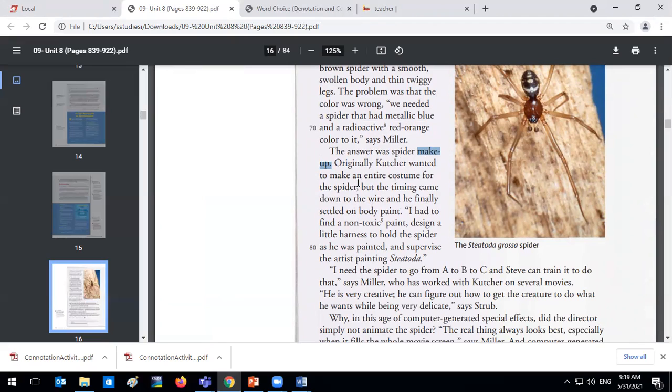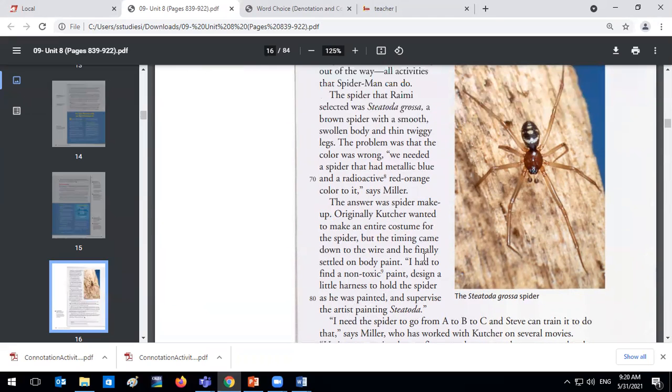Kutcher wanted to make an entire costume for the spider, but the timing came down to the wire and he finally settled on body paint. I had to find a non-toxic paint, design a little harness to hold the spider as he was painted, and supervise the artist painting Cetoda. So they're treating the spider just like they would treat any other actor or actress on the set. The harness is going to be made to actually hold the spider down because the spider will be moving a lot. So they had to find a way to hold the spider down in order to be able to paint it and cover its body with the non-toxic paint.